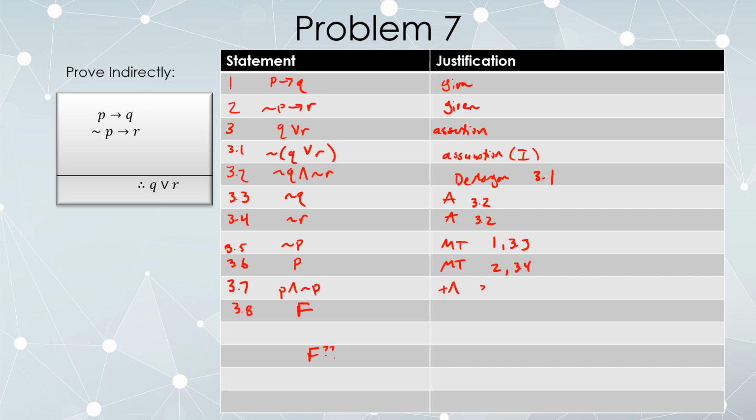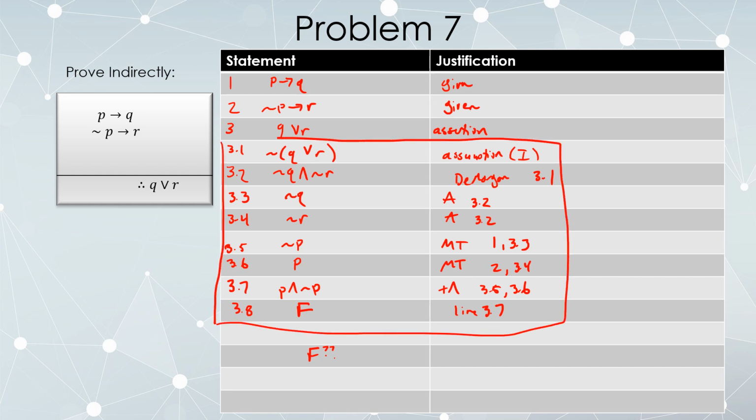So we have conjoined lines 3.5 and 3.6, and line 3.7 is an obvious contradiction. So from that assumption, we got a contradiction. Completing the indirect proof, the assertion is proved.